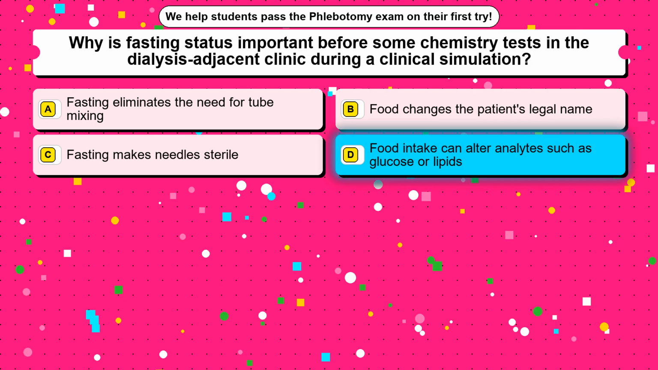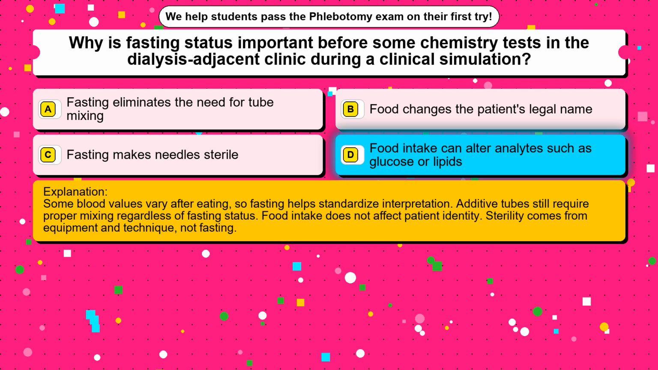The correct answer is option D. Food intake can alter analytes such as glucose or lipids. Some blood values vary after eating, so fasting helps standardize interpretation. Additive tubes still require proper mixing regardless of fasting status. Food intake does not affect patient identity. Sterility comes from equipment and technique, not fasting.